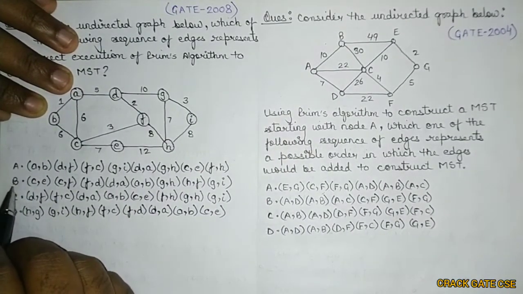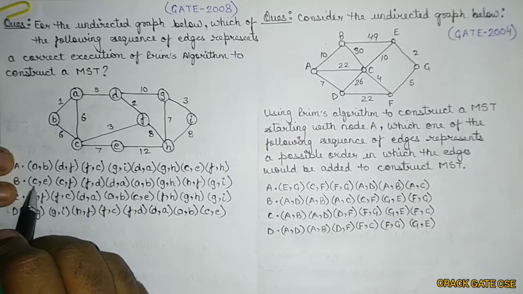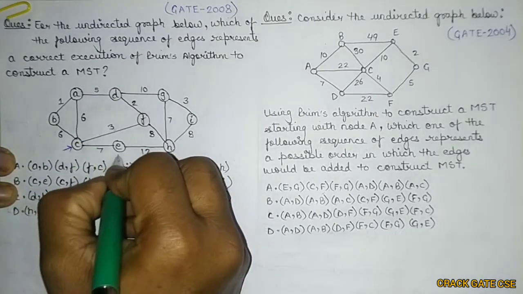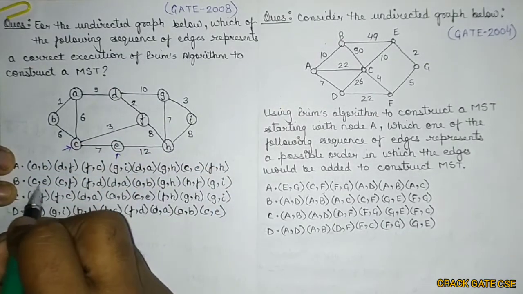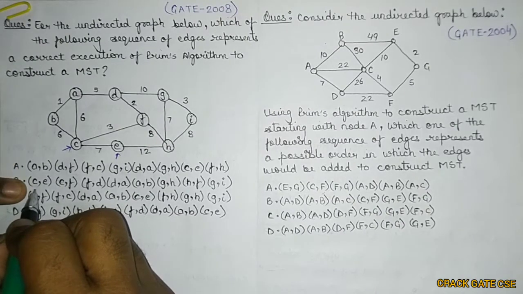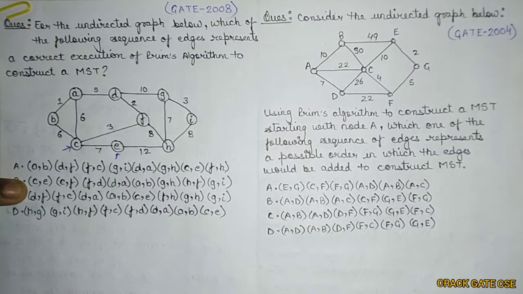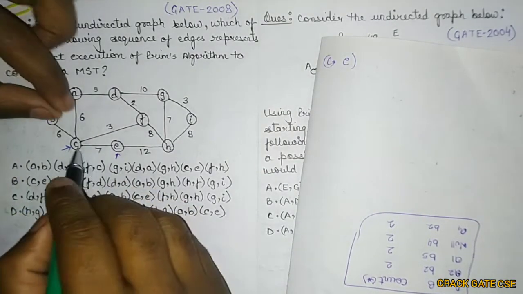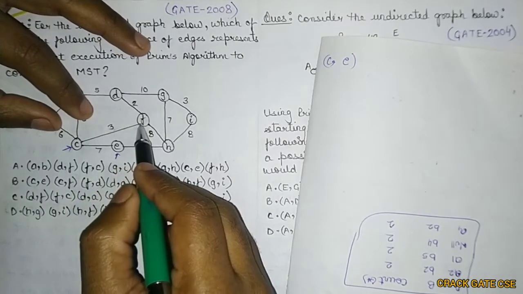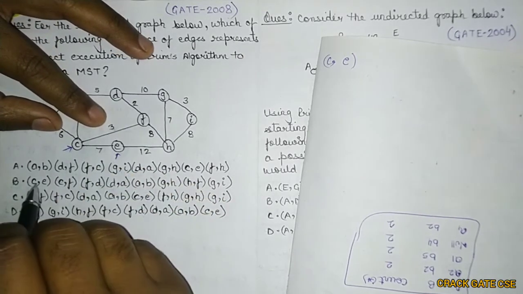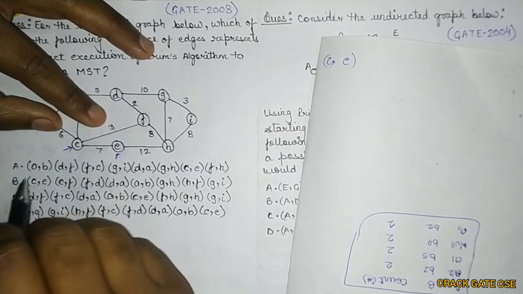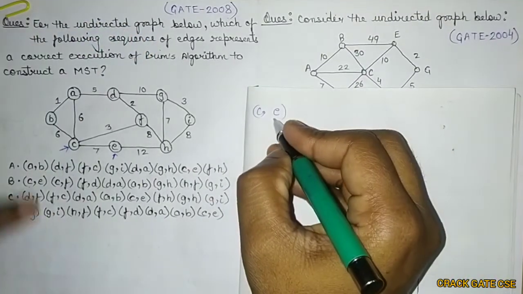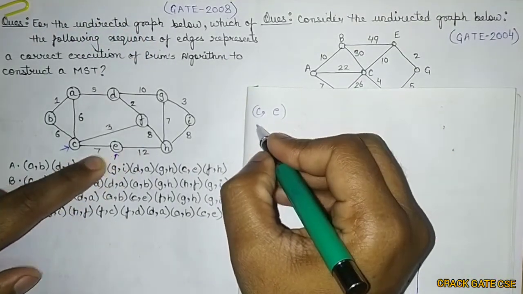Now let's check B. In B they took CE, so they have started from C or from E. If they had started with C, they would have to select CF, because that is the minimum one, but they selected CE. That means they might have started from E, and then they will select the minimum edge for E, which is CE.